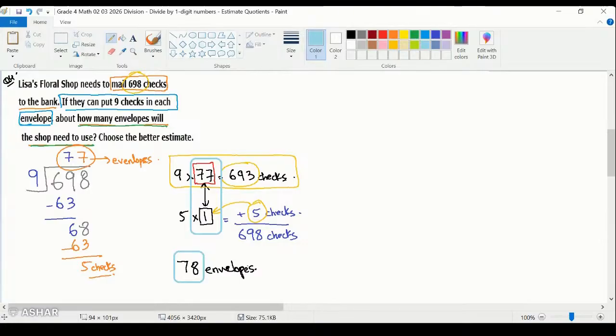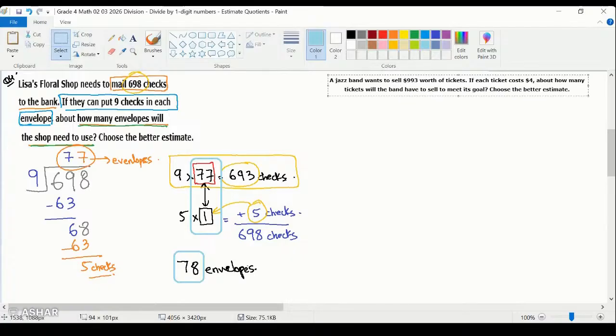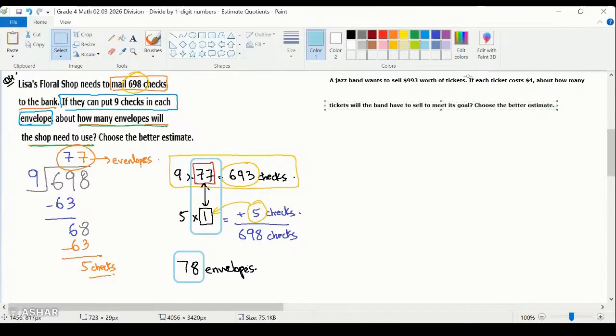Okay, no problem, Naimant. Okay, thank you. No, 77 is not the answer. 78 is the answer, because the last envelope will have 5 checks in it.